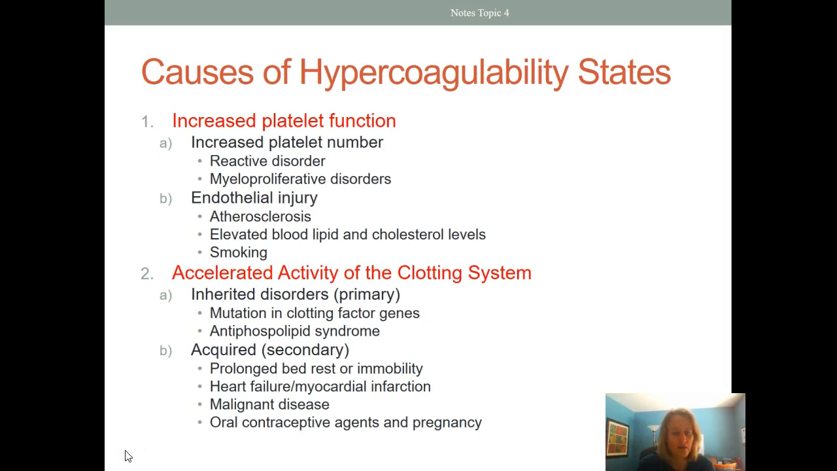This is one of your case studies, about antiphospholipid syndrome, so you can read about that. Or it could be acquired or secondary, and this could be due to prolonged bed rest or immobility, in which the clotting factors are allowed to kind of build up. This also can occur with heart failure or myocardial infarction because the heart is not pumping efficiently. It also occurs with malignant diseases, and also with oral contraceptive agents and pregnancy, both of which increase the clotting activity of the vascular system.